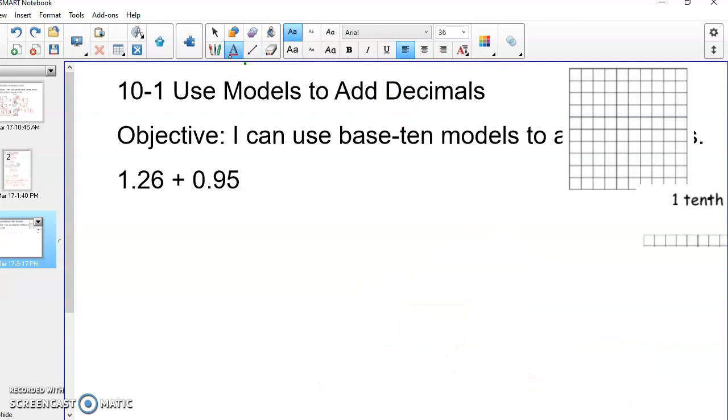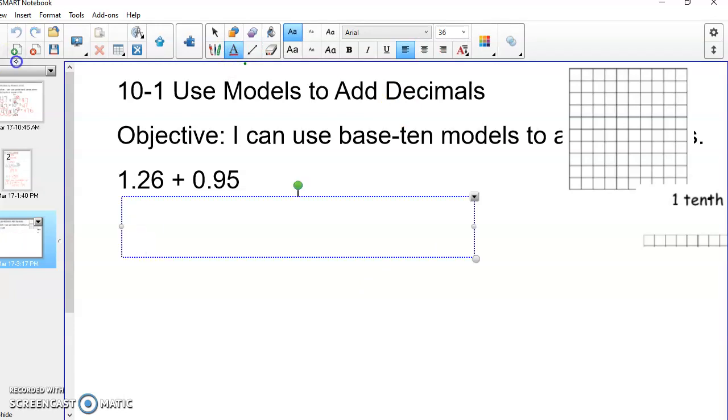All right, so if we have... I'm going to actually do a new screen here.